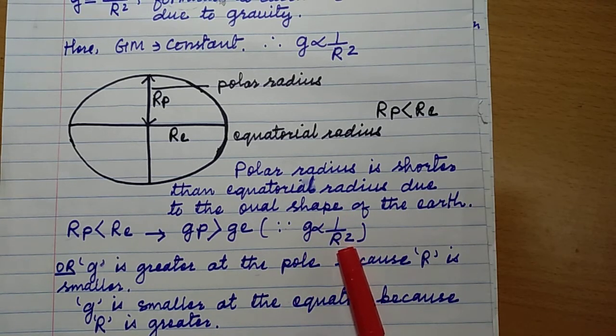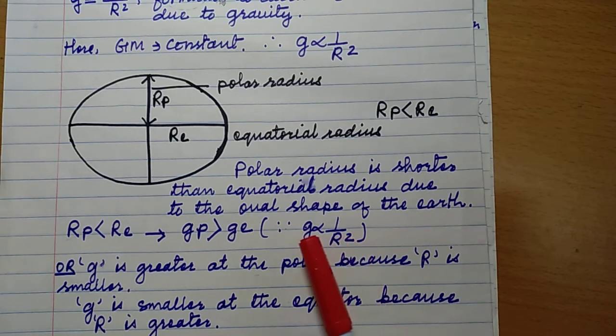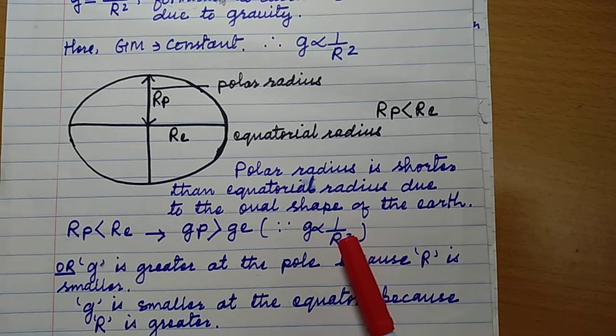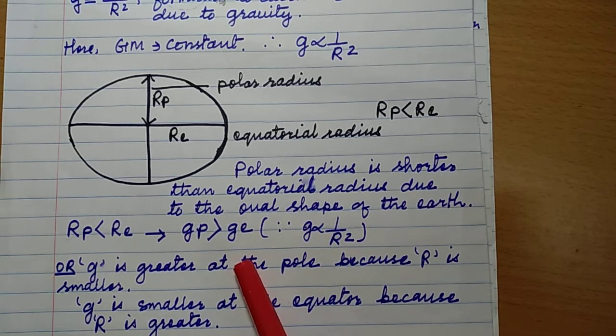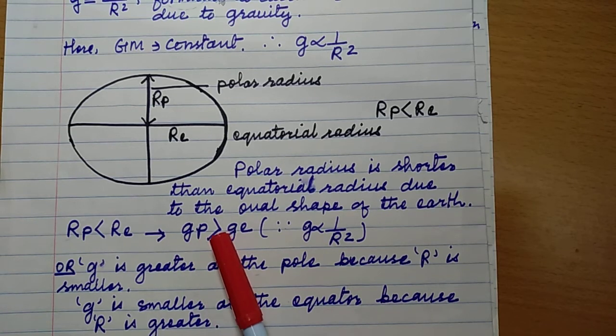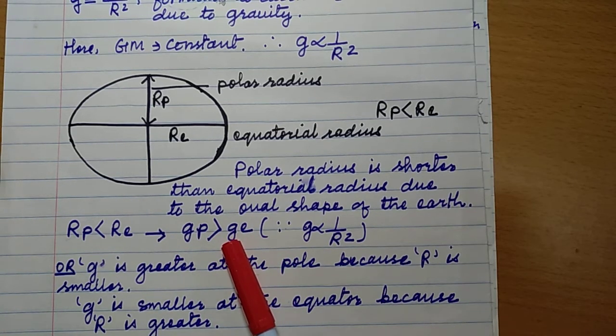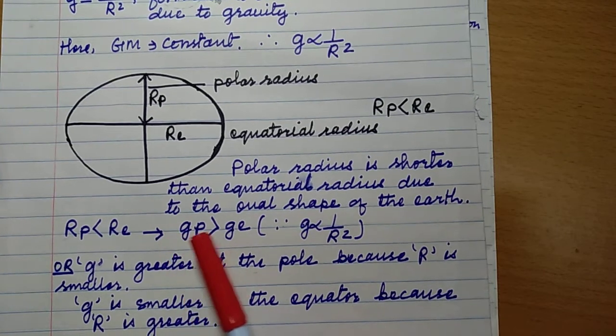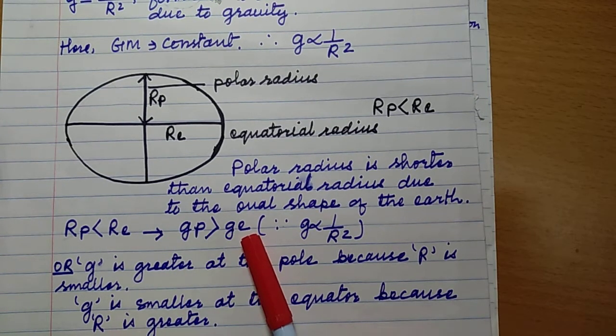to 1 by r square. Acceleration due to gravity has an inverse relation with the radius. When the radius is small, g is big, and when the radius is big, g is small. That is why acceleration due to gravity at the pole is greater than at the equator. So g is greater at the pole, and g is smaller at the equator.